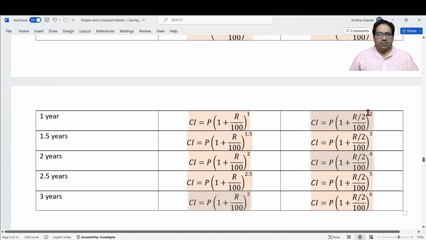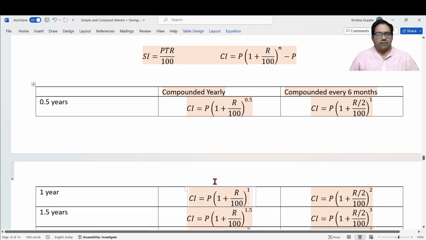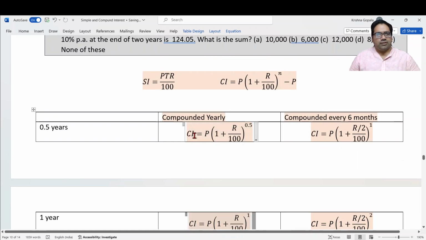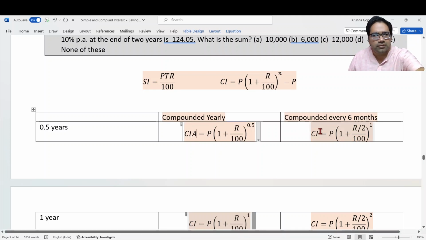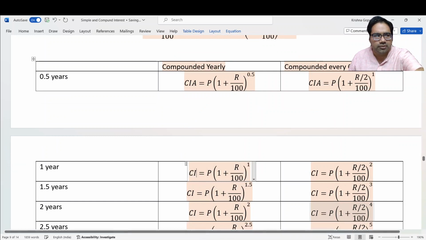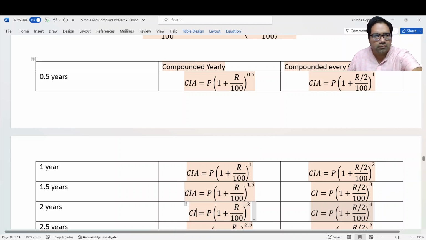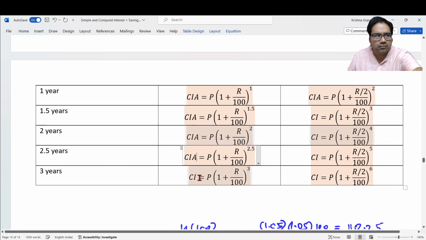And R by two. So in a year, the total amount, compound interest amount, these are all amounts. Please kindly note this.